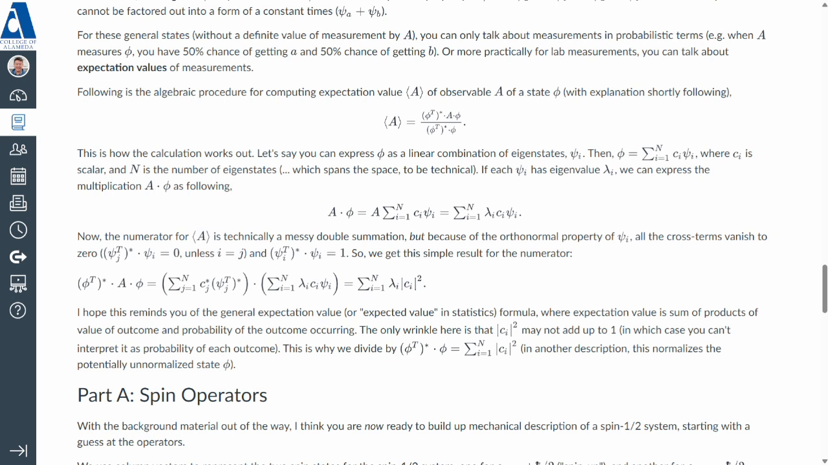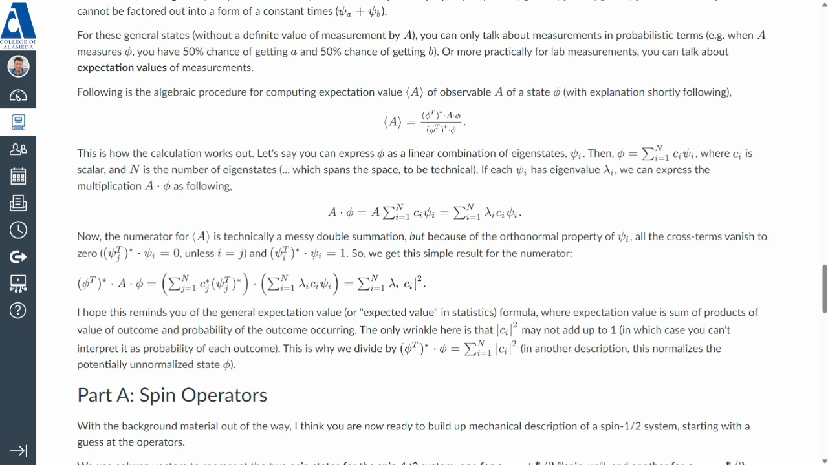Phi transpose complex conjugate times operator A times phi is equal to sum over index j running from 1 to n, c sub j complex conjugate times psi transpose sub j complex conjugate, this whole summation times another summation running with the index I from 1 to n, lambda sub I times c sub I times psi sub I. And when these two summations are multiplied together and we use the above orthonormal property, the result is summation over index I from 1 to n, with each term being lambda sub I times modulo squared of c sub I.